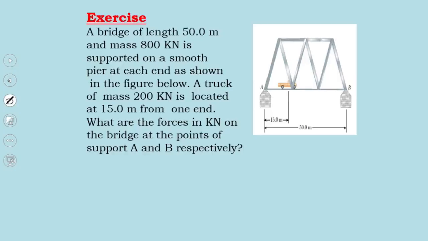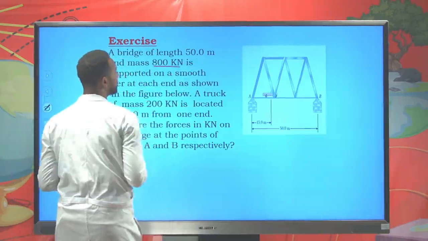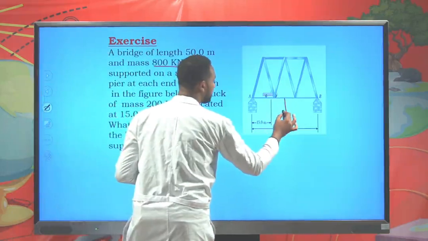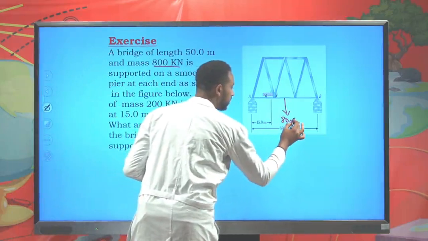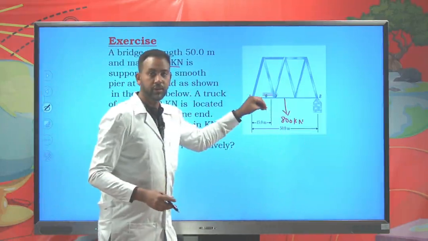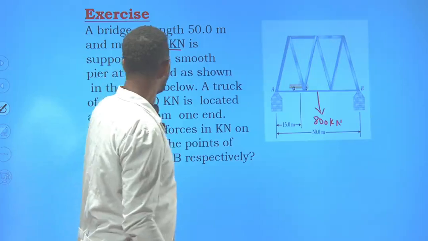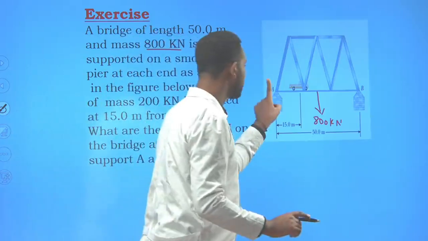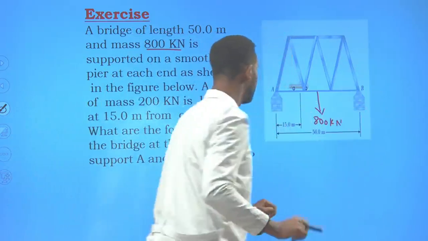Now here is one example. It says there is a bridge, and that bridge is 50 meter long, and the weight of the bridge is found to be 800 kilonewton, and it is always at its geometric center. The net weight of a given body is taken to be exactly at its center. And there are two supports here, support A and support B. These two supports must resist those forces.